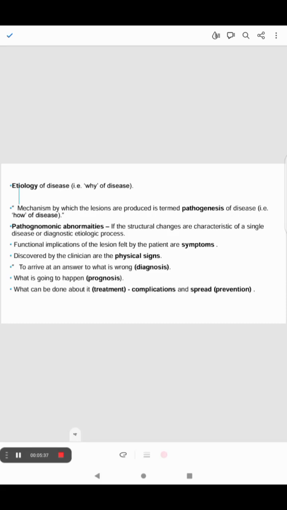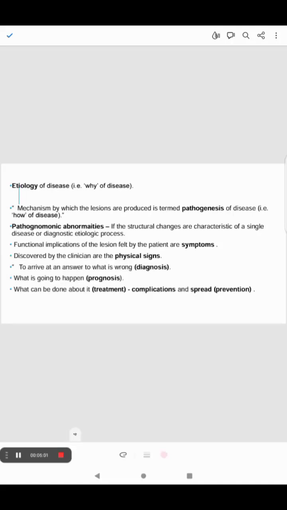Example I'll give. There is something called rheumatic heart disease. It is a type of heart disease. In that you will see one characteristic feature, that is Aschoff nodules. So likewise, that is a pathognomonic abnormality. That is characteristic of one particular disease.